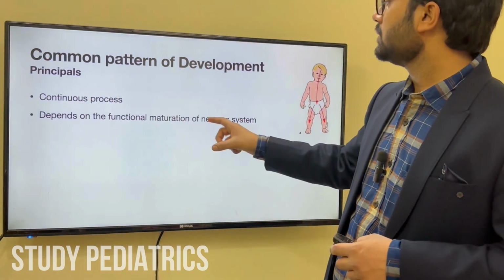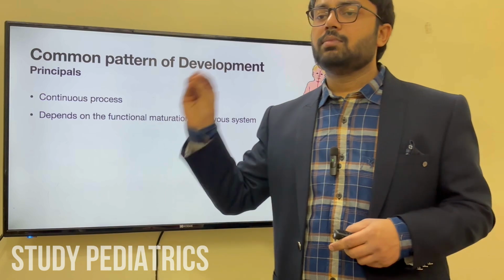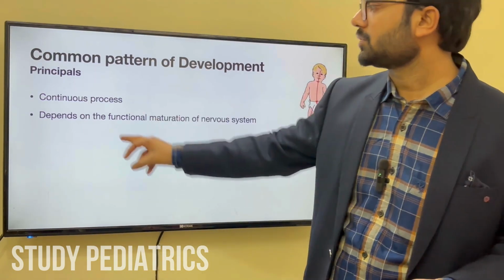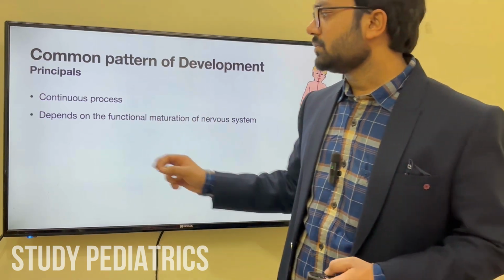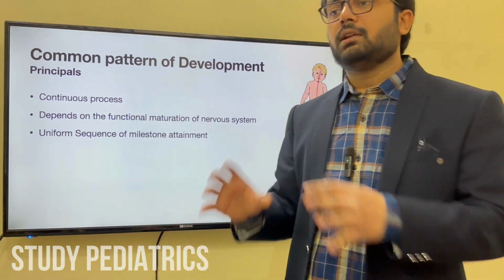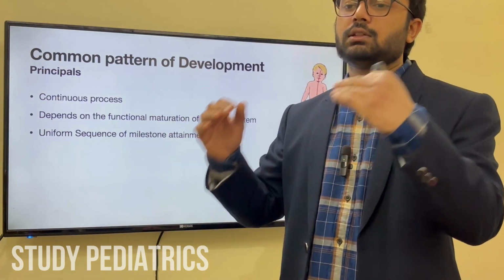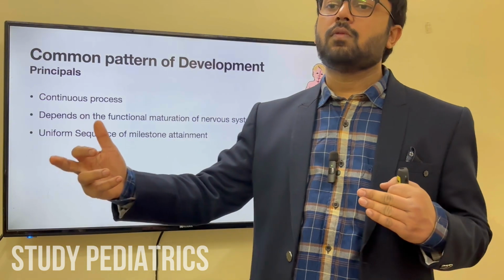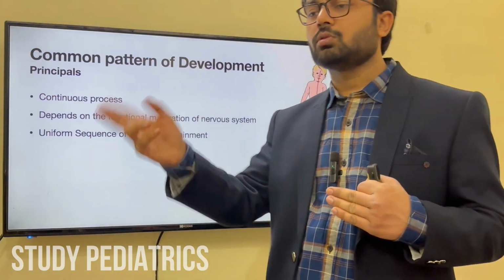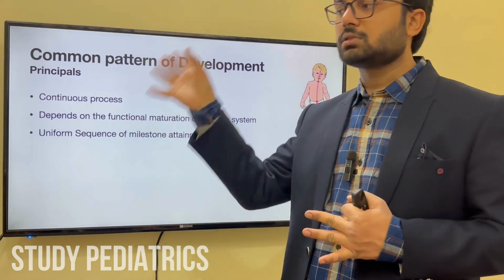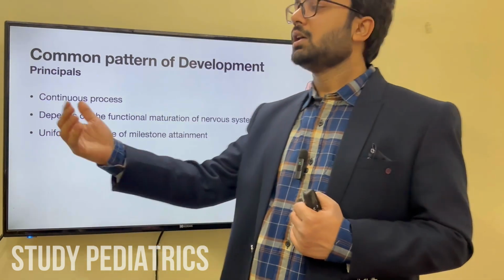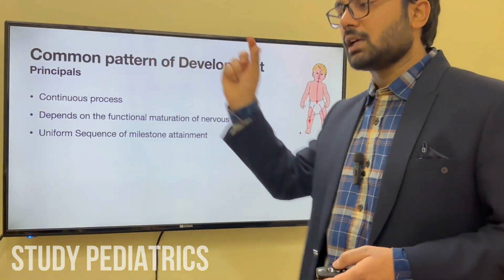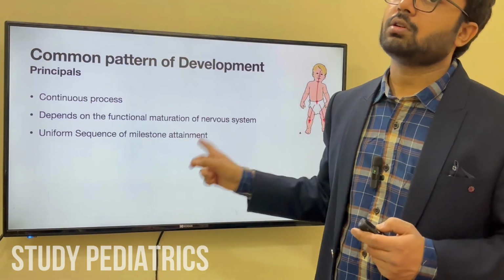Next, development depends on functional maturation. Every brain, every child is different, so the development depends upon the functional maturation of the child. Next comes uniformity. In all children the development is uniform, and the sequence is followed. Like for a child to walk, he needs to hold the neck, roll over, sit with support, sit without support, stand with support, stand without support, then walk. So it is a sequence, not direct. If a child is jumping a milestone, it is not normal.